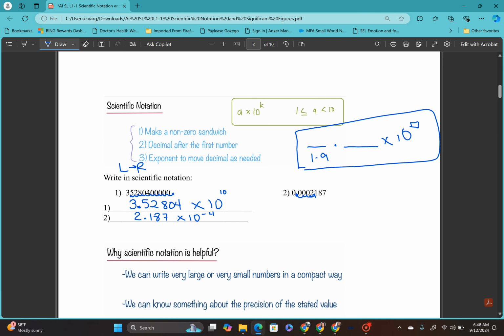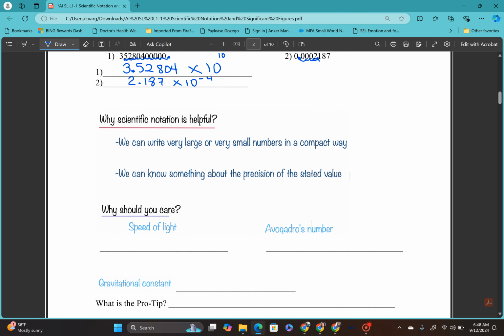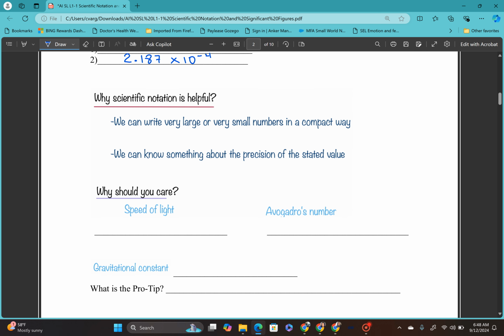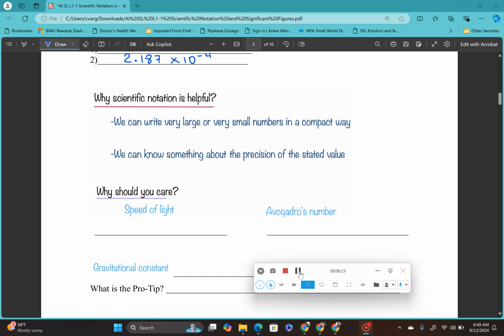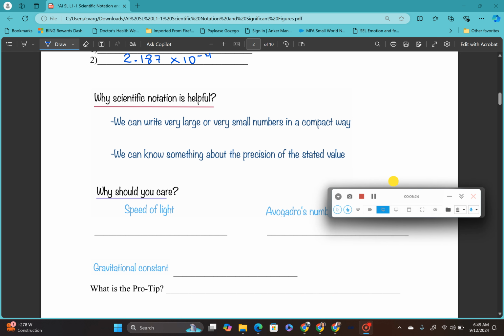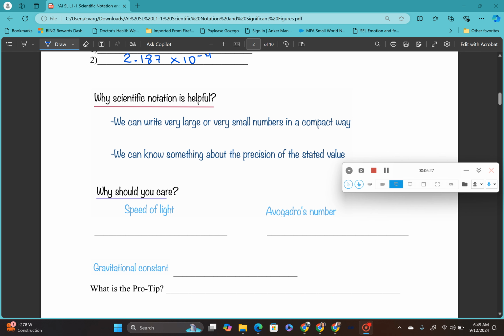So pause, take some notes. And the reason why we use this is because there are very large numbers or very small numbers. And so this is just an easier way to write it. All right. So the last thing that we're going to do on this page is we're just going to talk real quick about what are some numbers and why should you care.